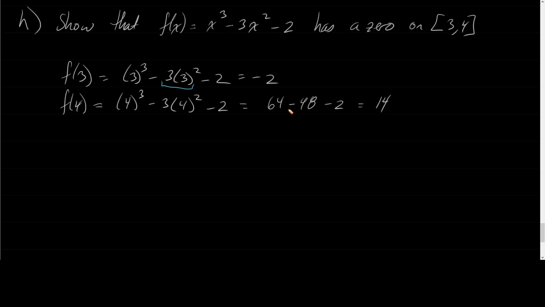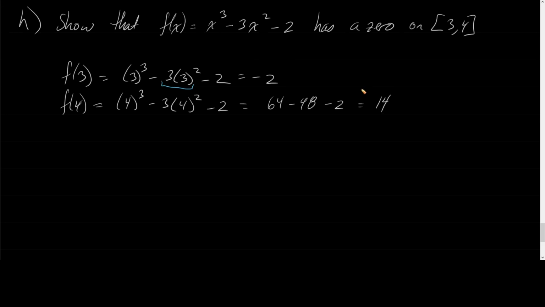Now, so what we found here is that a is less than b, right? 3 is less than 4. And f of a is not equal to f of b. Negative 2 is not equal to 14. So the intermediate value theorem applies because we're working with a polynomial, all right? How is that helpful? Well, because we're looking for a 0, and the intermediate value theorem tells us that we have to have every value between negative 2 and 14 being hit.